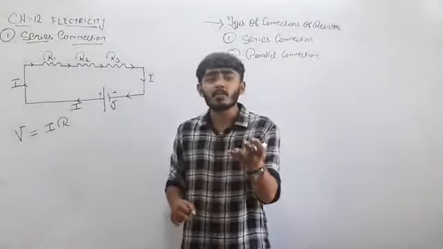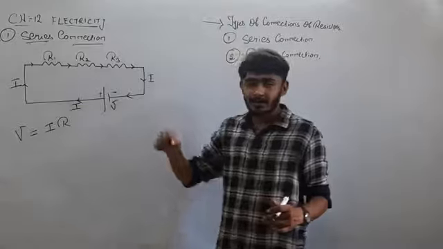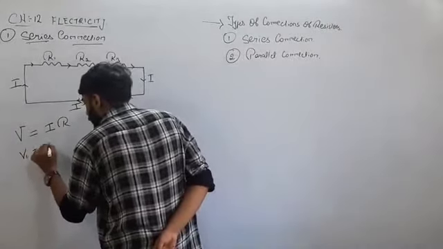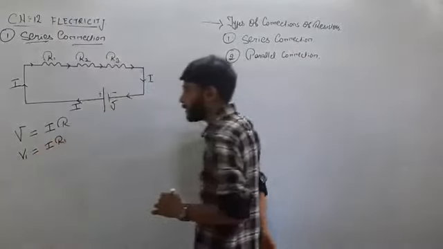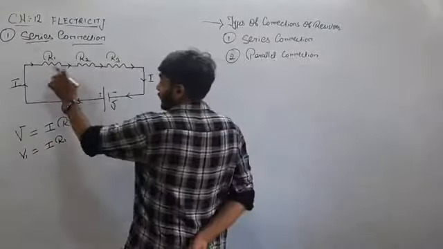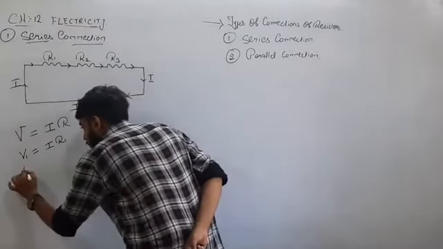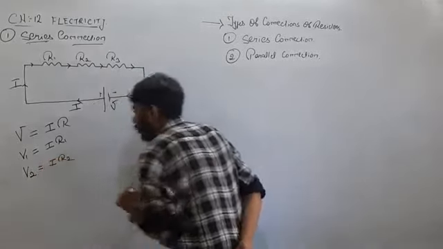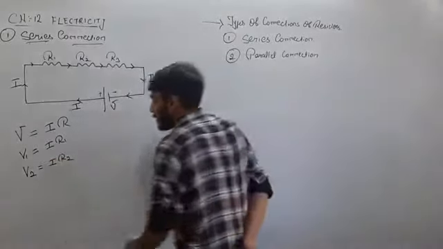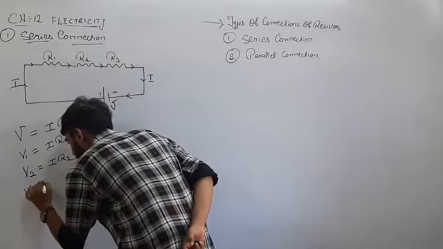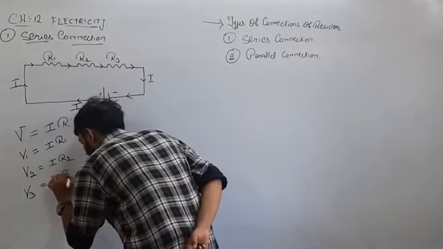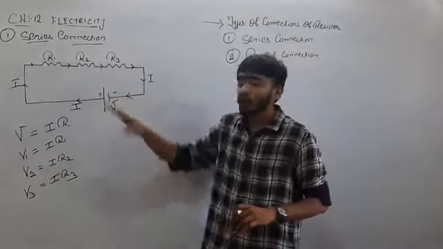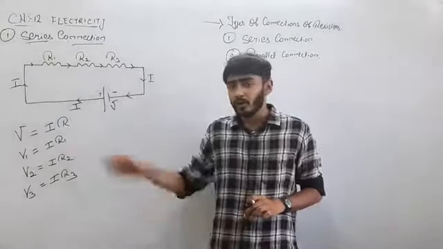Now we need to write 3 more formulas for R1, R2 and R3. So what we will do? We can write over here V1 equals IR1 for this. Now for the second one, R2, we need to write V2 equals IR2. And the third one is V3 equals IR3. So this is the basic formation of the formulas based on Ohm's law for the given circuit.